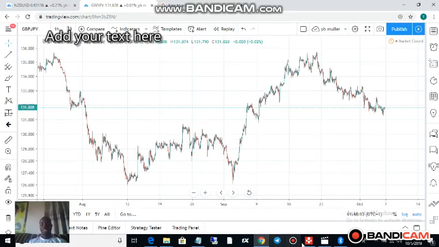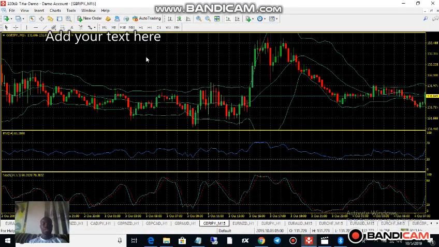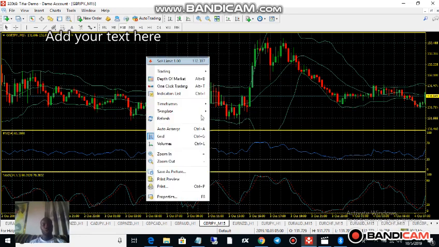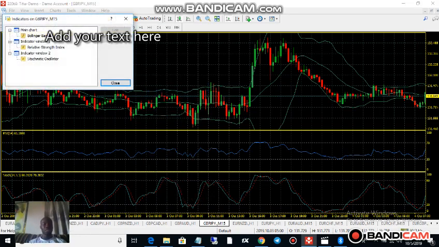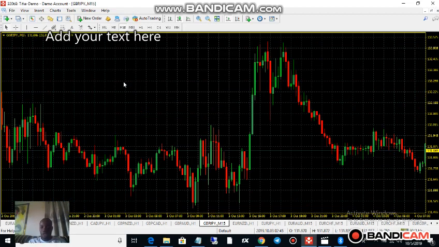For this strategy, what we need is a Bollinger Band, RSI indicator, and the stochastic. These are the indicators we need for this strategy. So let me just clear my screen. I've already saved the template, so you can do that as well. You can use it on your phone as well.